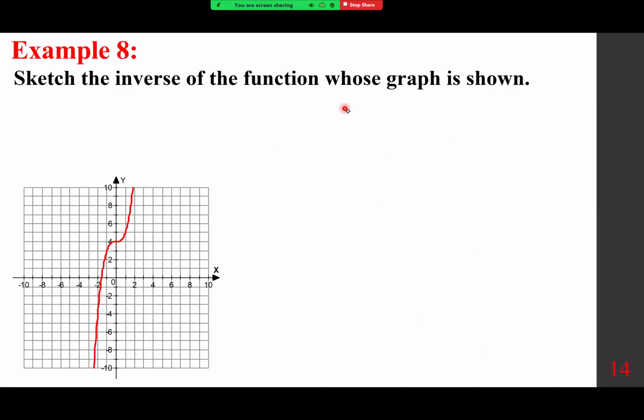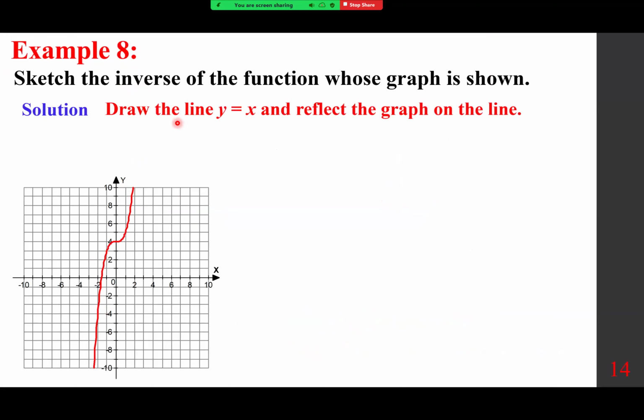Sketch the inverse of the function whose graph is shown. So we have this graph. We can draw the line y equals x and reflect the graph on the line. So we can reflect it with respect to that. So this is the line. So what does it mean? In short, it means pick up a few pairs on the graph given, and then find the pairs corresponding to those for f inverse. And go with the easy ones.